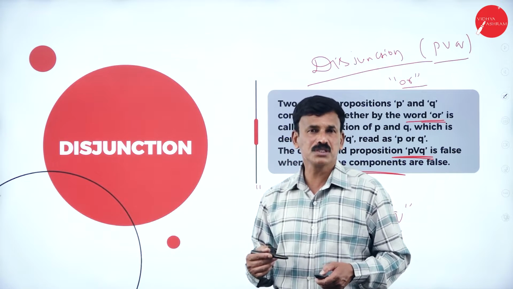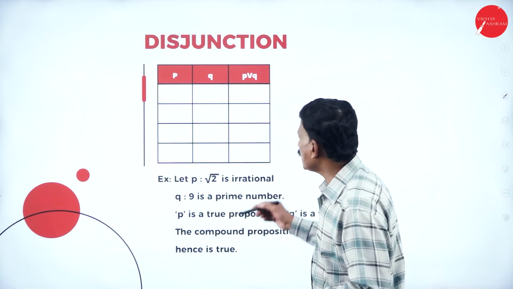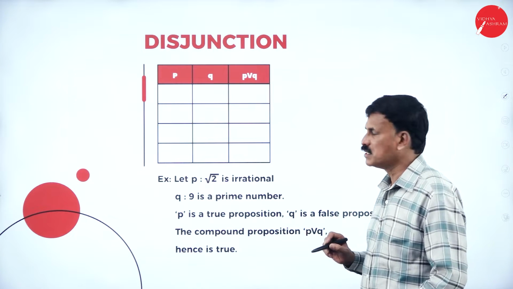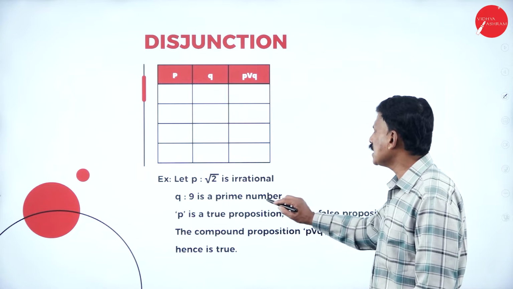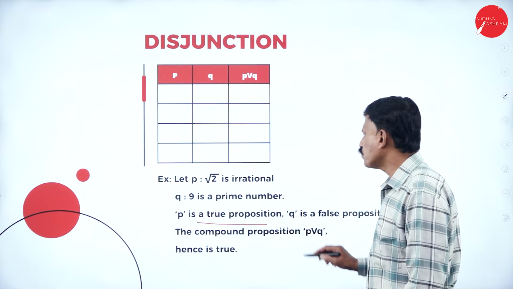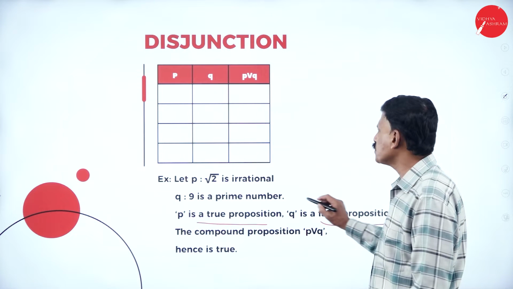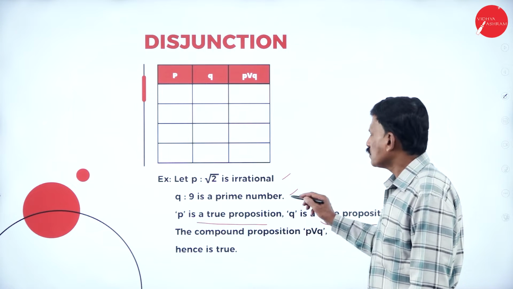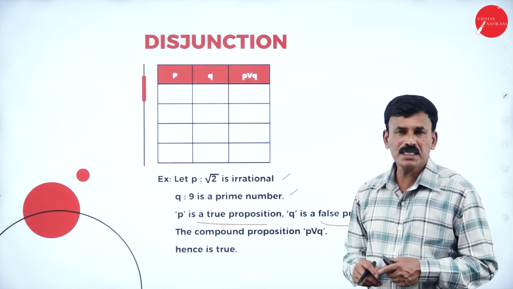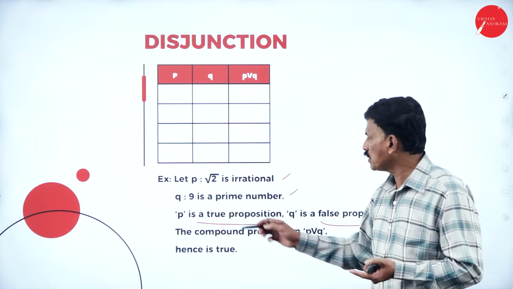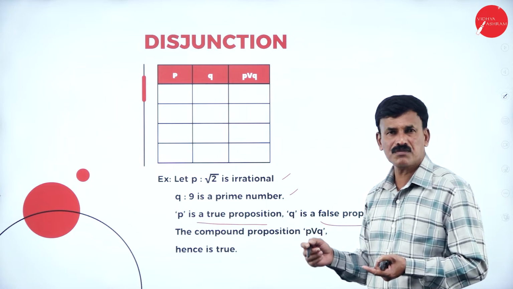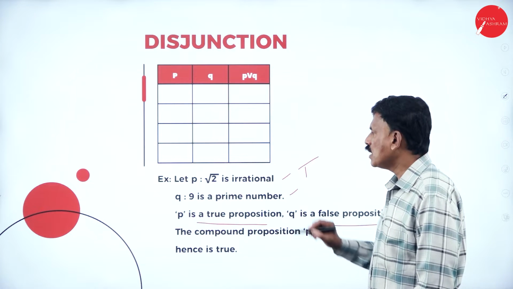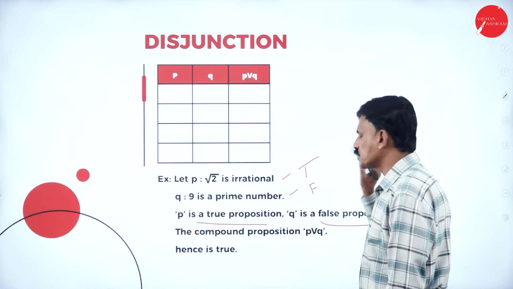Before going to the truth table, let me explain one small example. Let P be: root 2 is an irrational number, and Q: 9 is a prime number. Here P is a true proposition, whereas Q is a false proposition. This is not a prime number, right? Prime numbers are numbers which are not divisible by any other number except one and the same number, because 9 can be expressed as 3 into 3. There are factors. So root 2 is an irrational number is true, whereas 9 is a prime number is false, true and false.